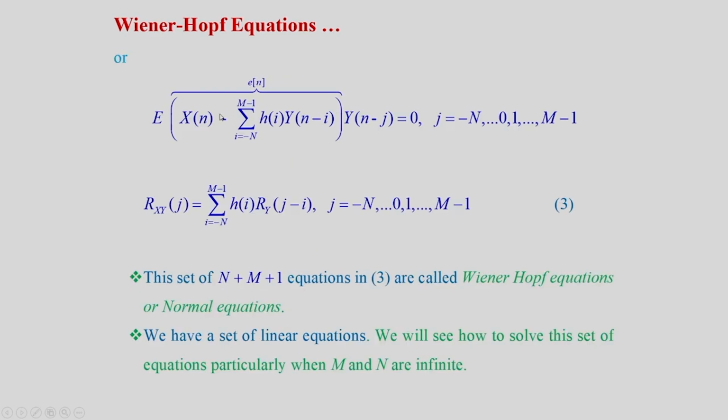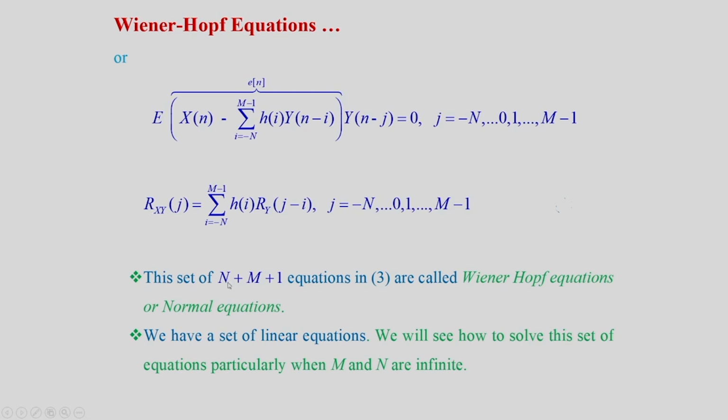For e n, we can substitute this: E of x n minus summation h i y n minus i going from minus n to m minus 1, into y n minus j, that is equal to 0 for j equal to minus n to m minus 1. Now, using the joint stationarity property, we will get E of x n into y n minus j as equal to r x y of j, and therefore, we have r x y of j is equal to summation h i into r y of j minus i going from minus n to m minus 1, where j takes the values minus n plus 1 up to m minus 1.